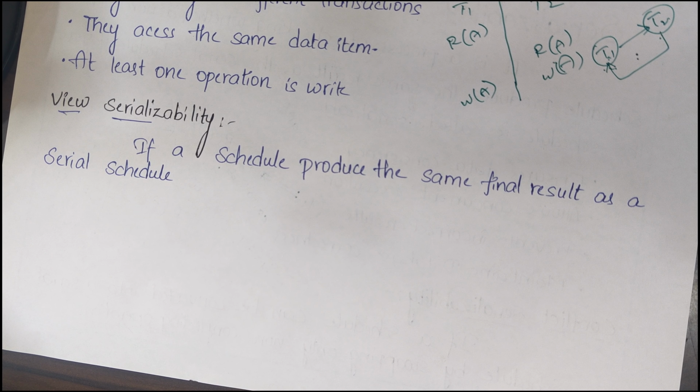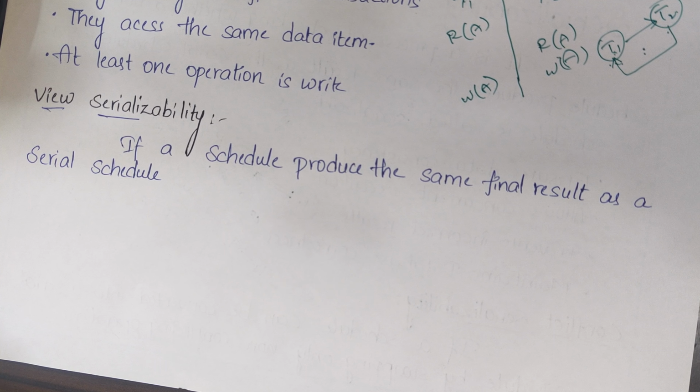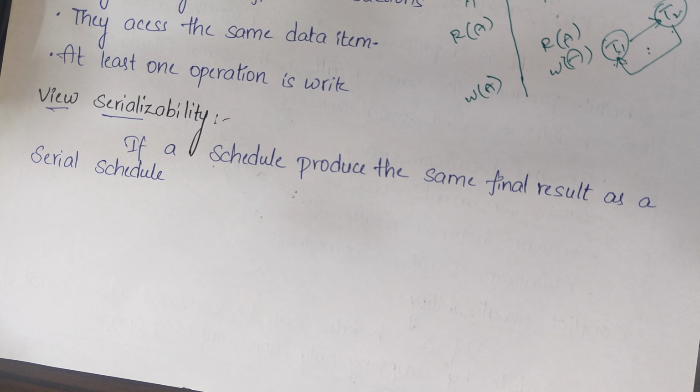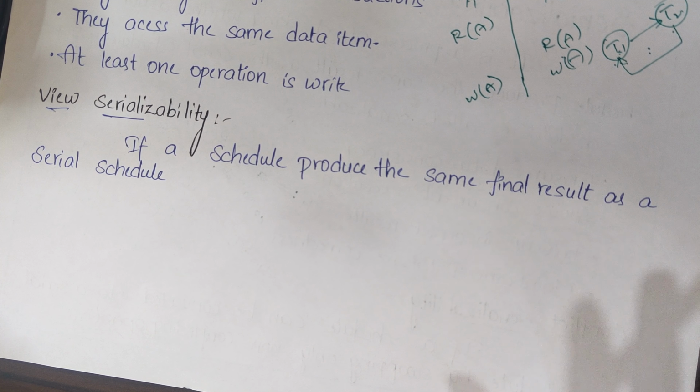Next one, view serializability. If a schedule produces the same final result as the serial schedule, that is view serializability. Here we are not drawing any directed graph like conflict serializability. We are just comparing the views of two schedules. In this, every transaction is seeing the same data as it would have in serial execution. We are comparing how the serial execution looks and how the view serializable schedule looks. We need this to check whether every transaction is seeing the correct values.